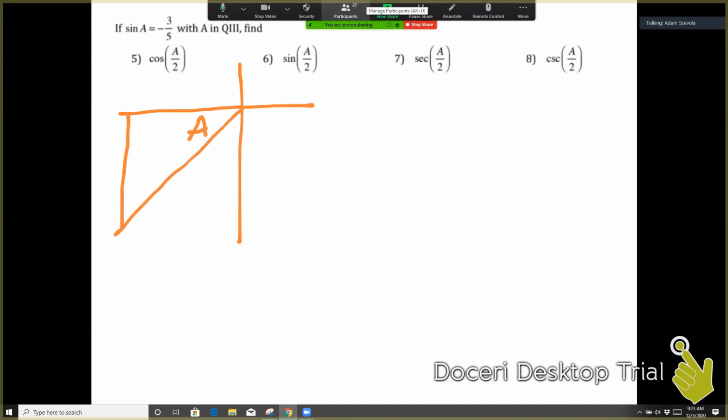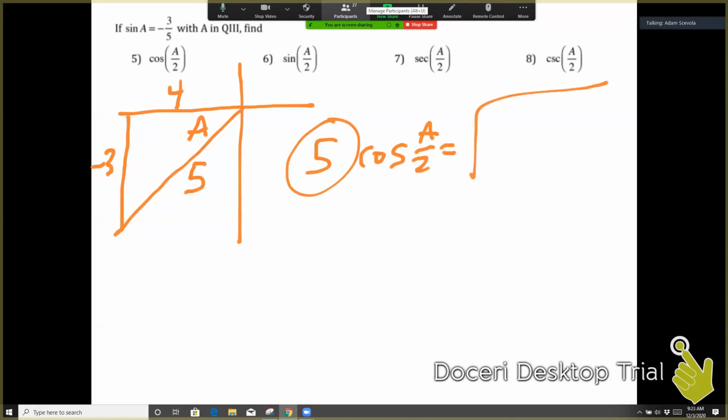And the sine of A is negative 3 over 5. So the opposite leg is negative 3. The hypotenuse is 5. And then the adjacent leg is 4. So if I was doing number 5, the cosine of A over 2, I would use the formula, the square root of 1 plus the cosine of A, over 2. So now we use the picture to evaluate this part.